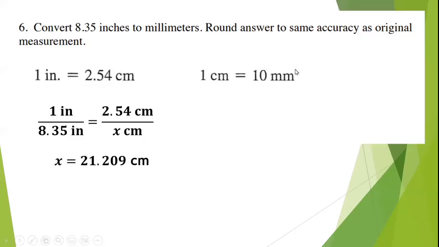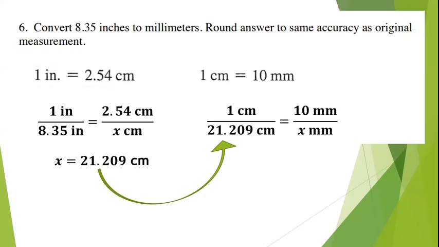then changing those centimeters into millimeters. 1 centimeter is equal to 10 millimeters. So using that 21.209 centimeters in my proportion, here's the setup. Cross multiplying and dividing, then I find that final answer, we get about 212 millimeters.